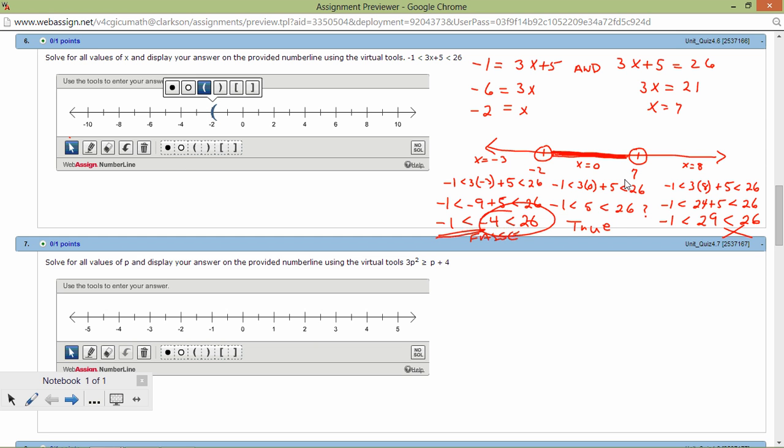And then the upper bound is 7. So I go over here to 7 and I add 7. I put the dot at 7. And that's where it's going to end, and it's not inclusive. So again, either it's the open circle or it's the parenthesis. Then you grab the draw tool and you shade the region between them, and that would be your answer. Okay, so that's question 6.